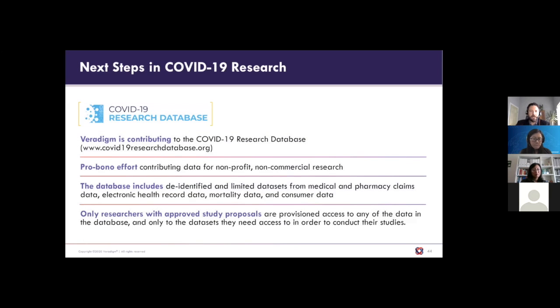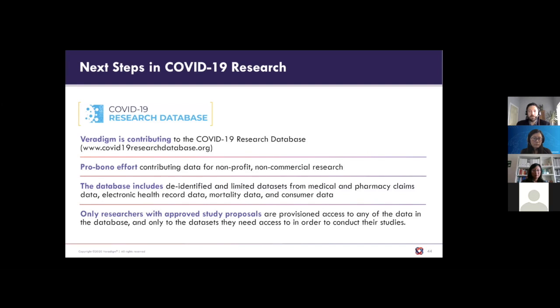So the last item I'd like to cover, and something we're really excited about here at Veradigm, is the COVID-19 research database that is being led by Datavant. Starting back in April, Veradigm started reviewing research proposals from government, academic, and other similar organizations about answering timely questions about COVID-19 using Veradigm's research assets free of charge. So this is a pro bono effort. We review the proposals, we answer questions, and we provide the data and support for free.